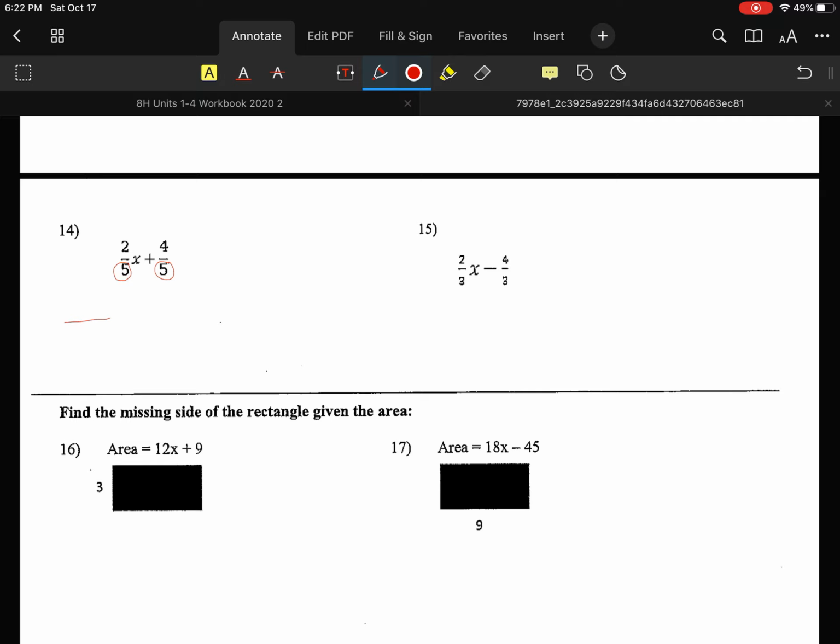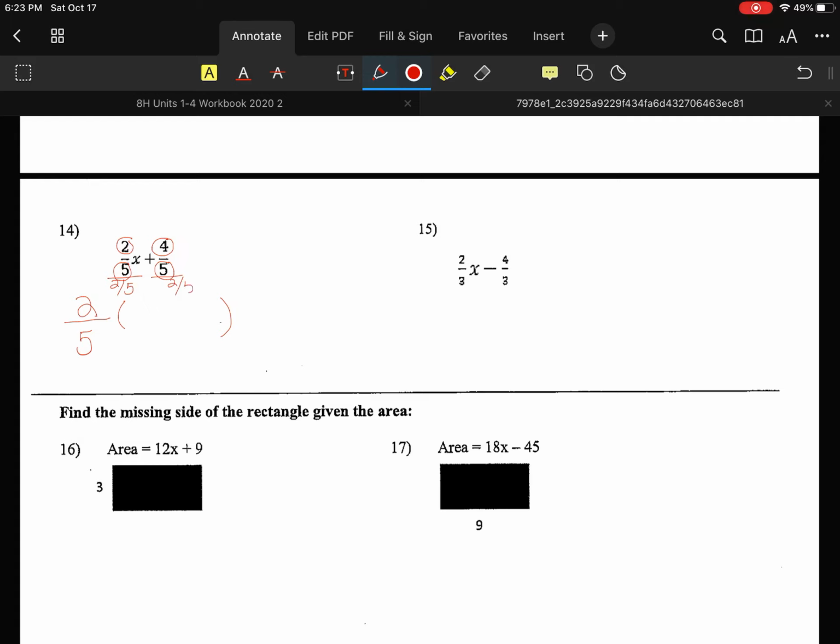Number 14, you again are going to get the GCF of the numerators and the denominators. So I'm going to start with the denominator first. We have 5 in the denominator, so the GCF of 5 is going to be 5. Looking at the top, I have a 2 and a 4. My numerators, the GCF of 2 and 4 would be 2.